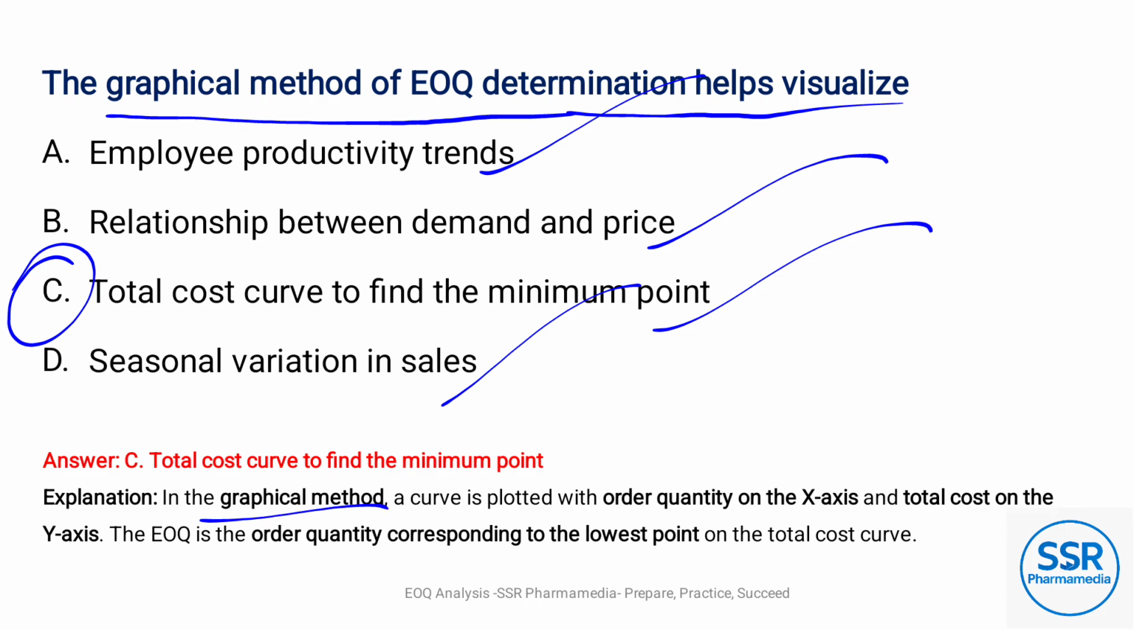So in graphical method, a curve is plotted with the order quantity on the x-axis and total cost on the y-axis. The EOQ is the order quantity corresponding to the lowest point on the total cost curve.